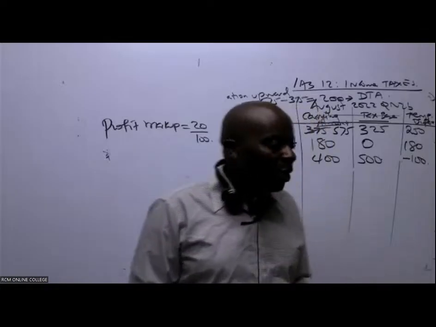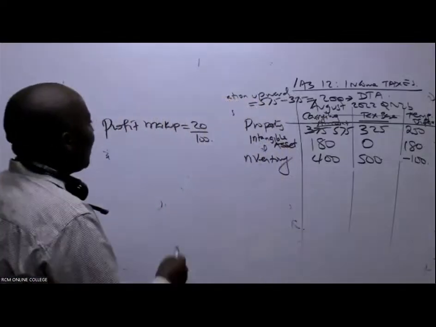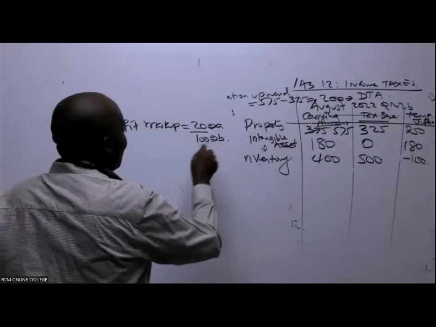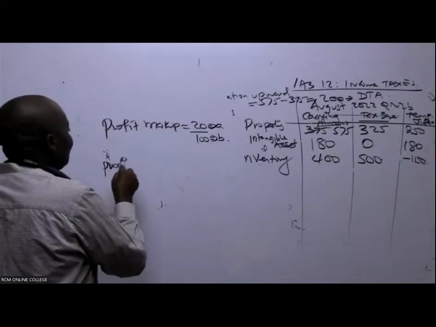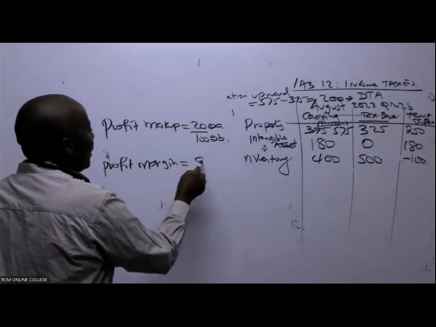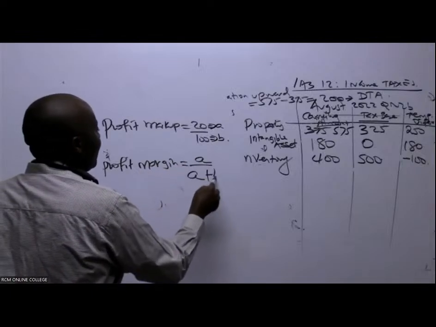Thank you very much, Paul. Paul has told me something very good. If this is A and this is B, to get the profit margin from the markup, you will simply take A over A plus B, like that.